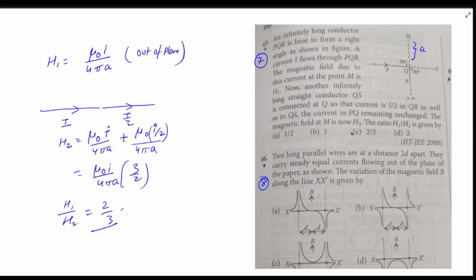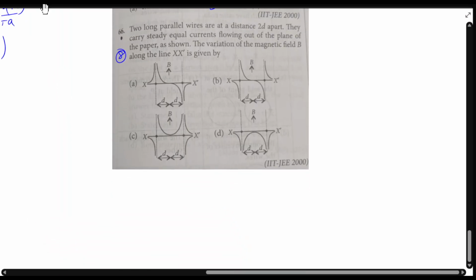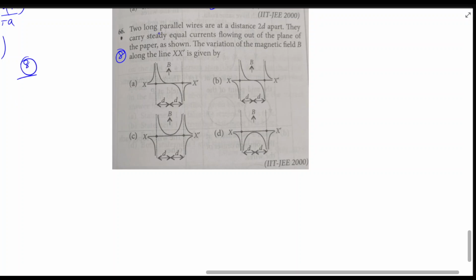So which option is correct? C is correct. Okay, again, quite easy question. Let's move on to our eighth question. So we have two long parallel wires at a distance 2D apart. Okay, so we have a wire like this, and they are 2D apart. The equal current flowing out of the plane in both, right? Okay, the variation of magnetic field. So this is quite easy again.